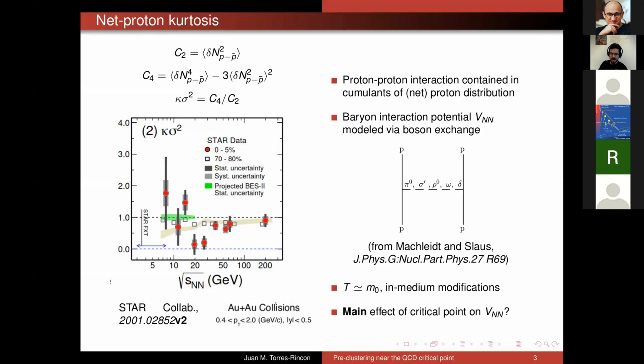And then in this way, you can describe in a model way the interaction between two of these nucleons. Now, for the situations we are interested in, we have temperatures which are not 0. They are temperatures which are of the same order as the vacuum masses of these states. So you expect for these states in particular, and also the nucleon-nucleon interaction itself, some medium modifications. So in particular, the question I would like to ask here is what could be the main medium modification of this nucleon-nucleon potential due to the presence of a critical point.